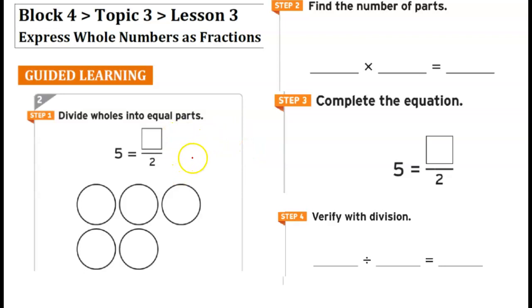So try this one out. Pause before I show you how to do this one. See if you can create the circles, create step 2, how to find the missing box, and then of course verify your solution.